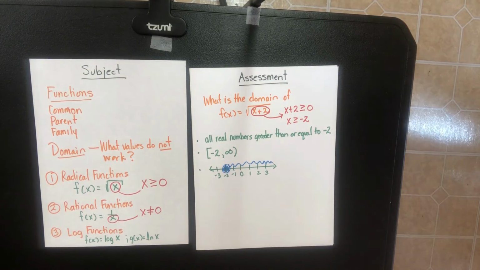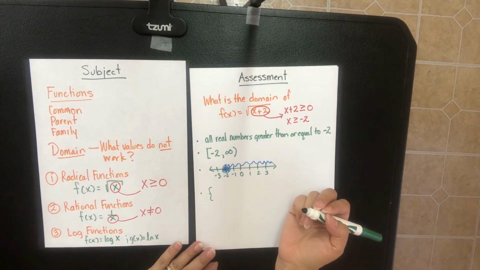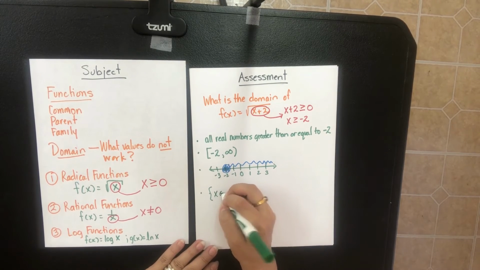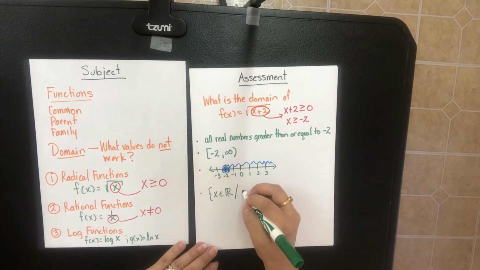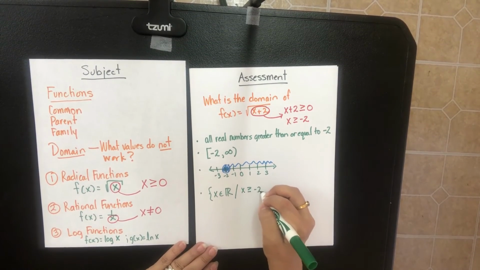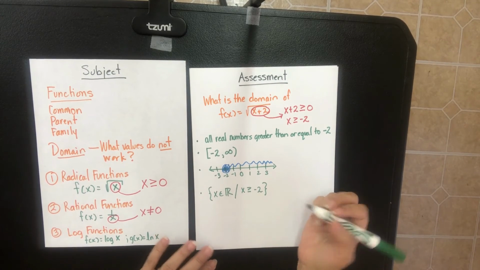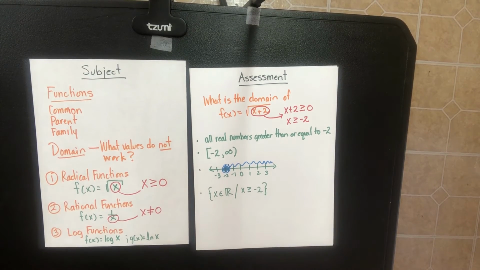Okay, I can use set builder notation. So I can write it like this. Open brace, or French bracket. x is an element of the reals such that x is greater than or equal to -2, and then I close that. And it wouldn't make sense to use the list method because you'd be writing an infinite number of numbers, and that would be very difficult to do.